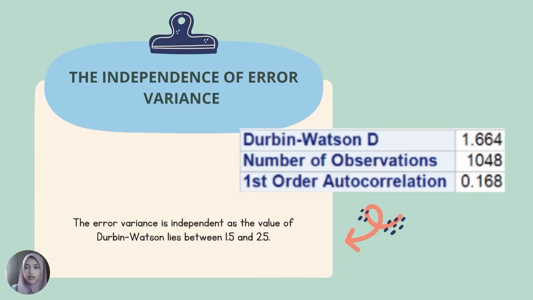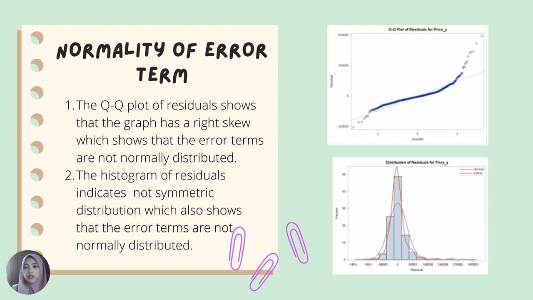Next, we use the Durbin-Watson statistic to detect the autocorrelation in the residuals from the regression analysis. Thus, our error variance is independent as the value of Durbin-Watson lies between 1.5 and 2.5. In order to check the normality of error terms, we use QQ plot of residuals and histogram. The QQ plot of residuals shows that the graph has right skew, which shows that error terms are not normally distributed. The histogram of residuals indicates a non-symmetric distribution, which also shows that the error terms are not normally distributed.